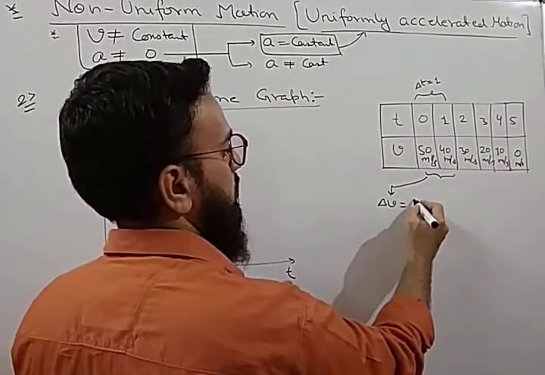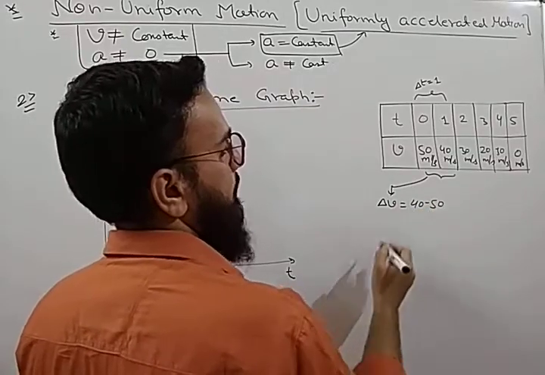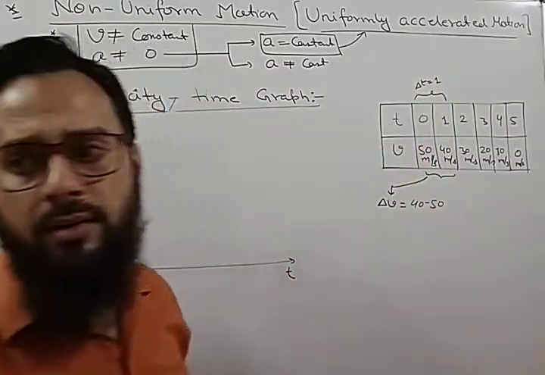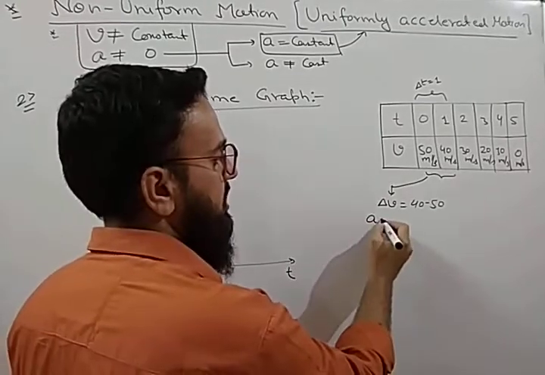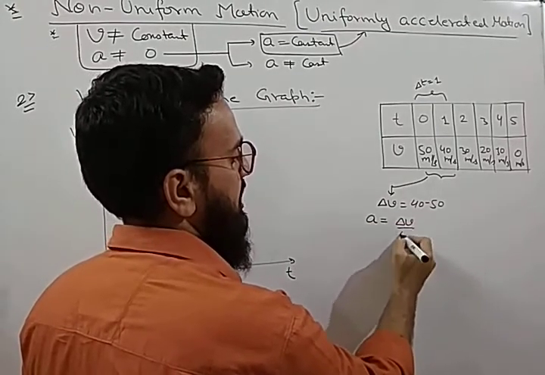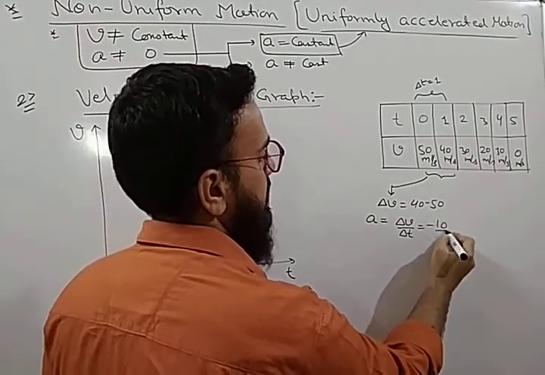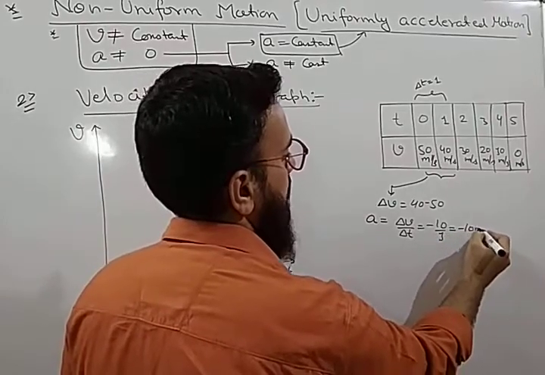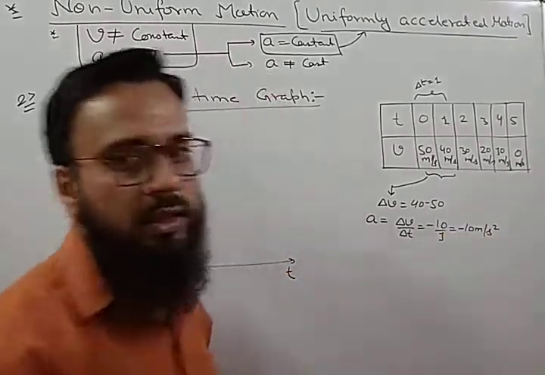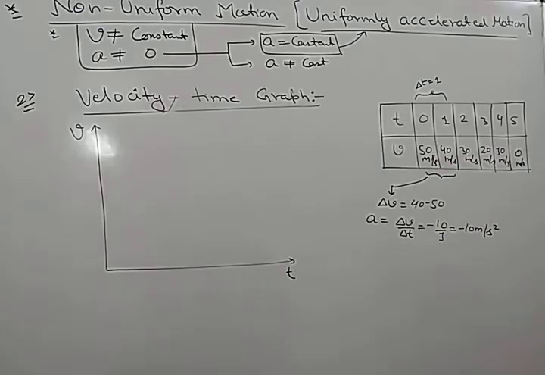Delta v will be equal to 40 minus 50, and delta t is 1. It means what will be the value of acceleration? It will be equal to delta v upon delta t. That means minus 10 upon 1, which will be equal to minus 10 meter per second square. This will be the value of acceleration, which is negative.